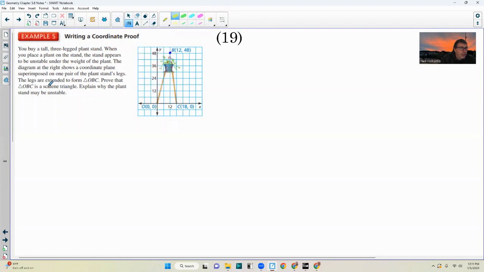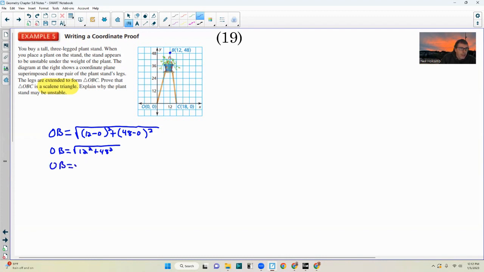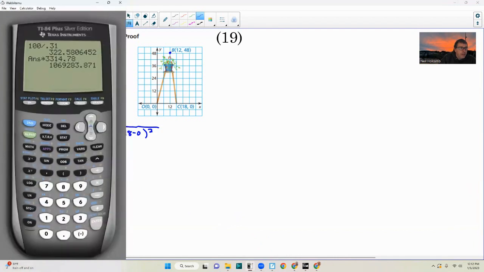So the definition word here is scalene. That means we have to prove the triangle has three side lengths that are not equal. So first thing we want to do is find the length of OB. OB equals the square root of x2, 12 minus 0, and y, 48 minus 0. So OB equals the square root of 12 squared plus 48 squared. So OB is going to equal the square root of 144 plus 48 squared. 48 squared is 2,304.